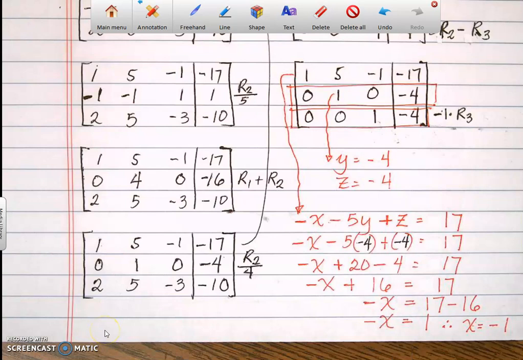Alright guys, I hope that you have learned a lot today. You can check your work by again plugging this in any of the equations given. So that's x, this is y, and this is z.